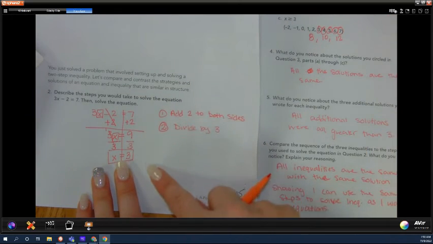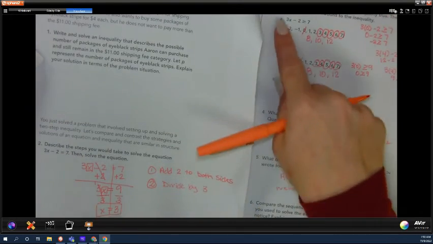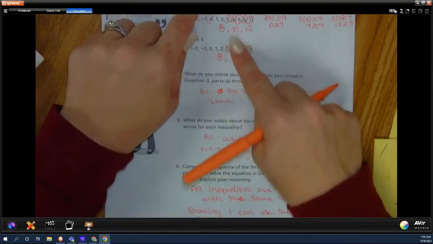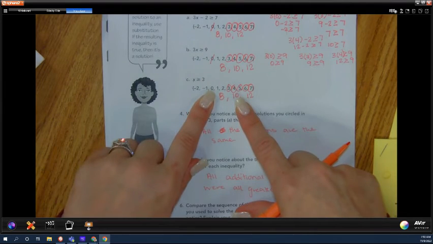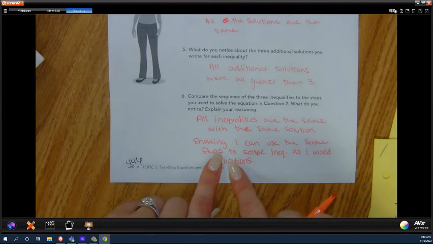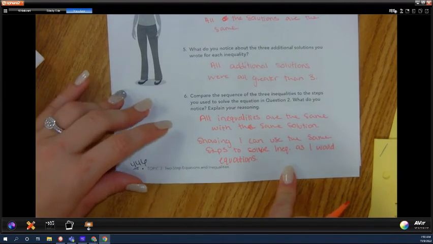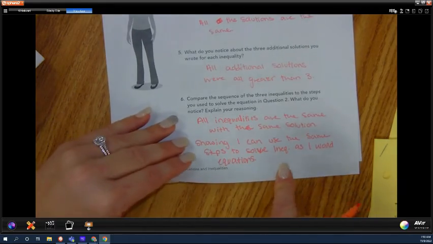I use the exact same step. So each individual step that I had here was shown here in the inequality. So noticing and seeing that all 3 of my solutions are the exact same for all 3 steps in my inequality, I'm able to solve inequalities the same way I would solve equations.